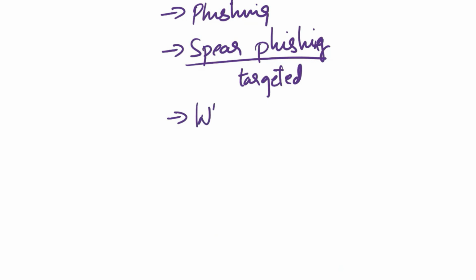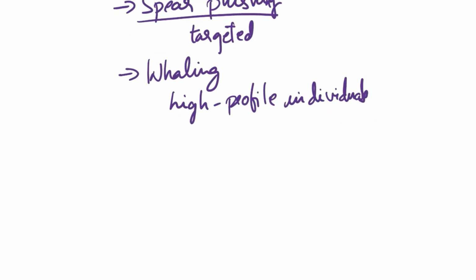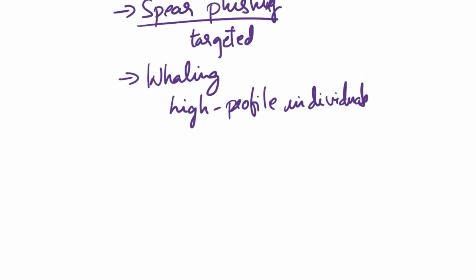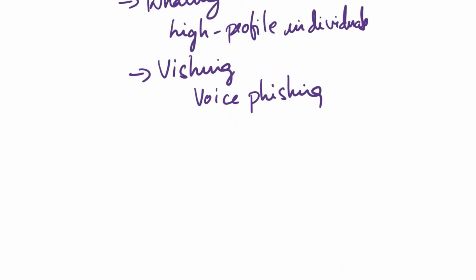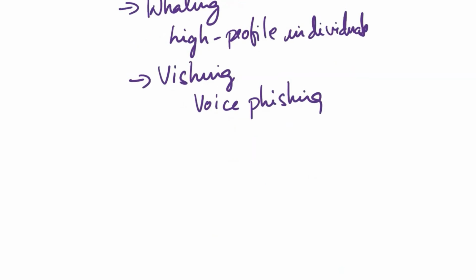Next is whaling. Whaling is a specific type of spear phishing that targets high profile individuals or executives within an organization. This aims to steal sensitive corporate information or compromise their accounts. Next one, vishing. It's also called voice phishing. This involves phone calls or voicemail messages in which the attacker impersonates a legitimate organization aiming to extract personal or financial information from the victim.